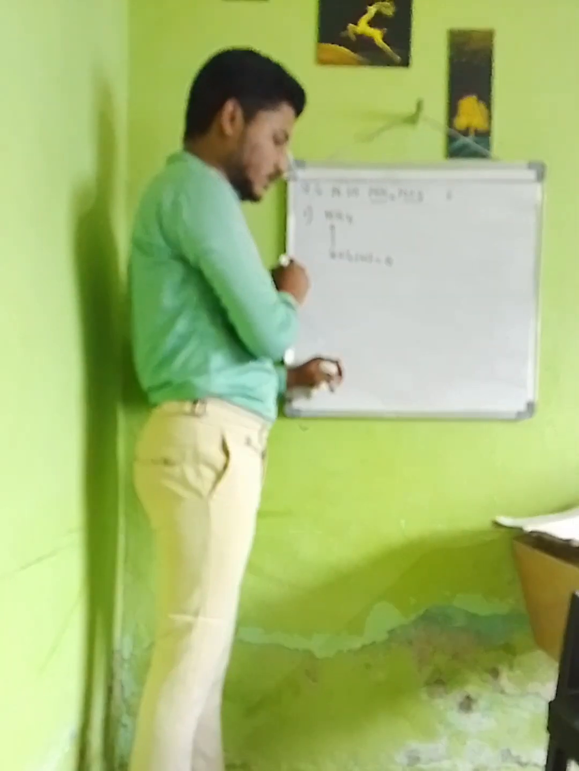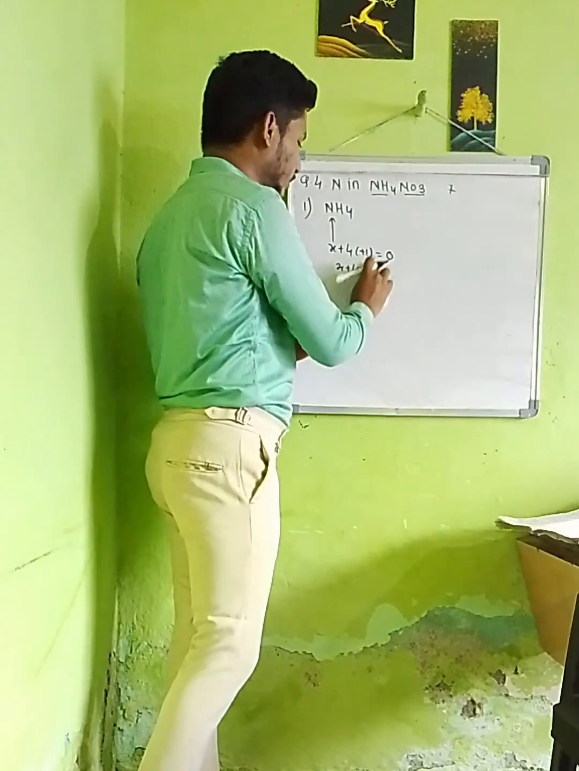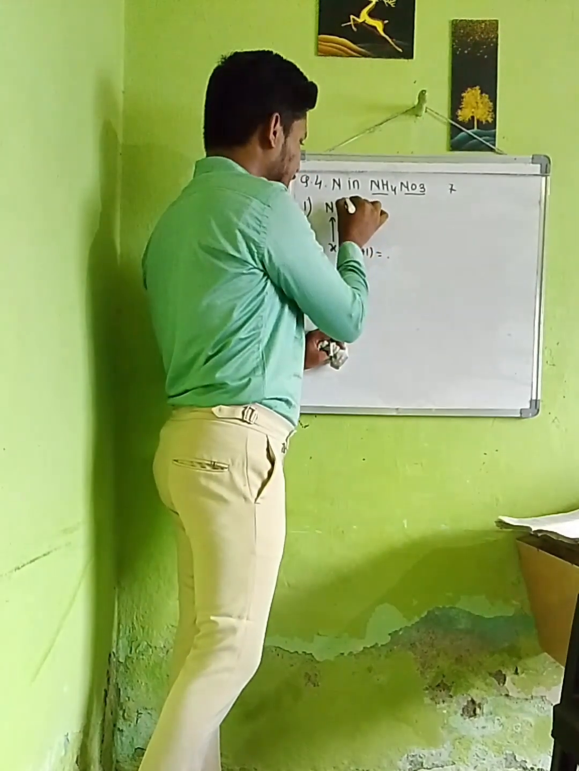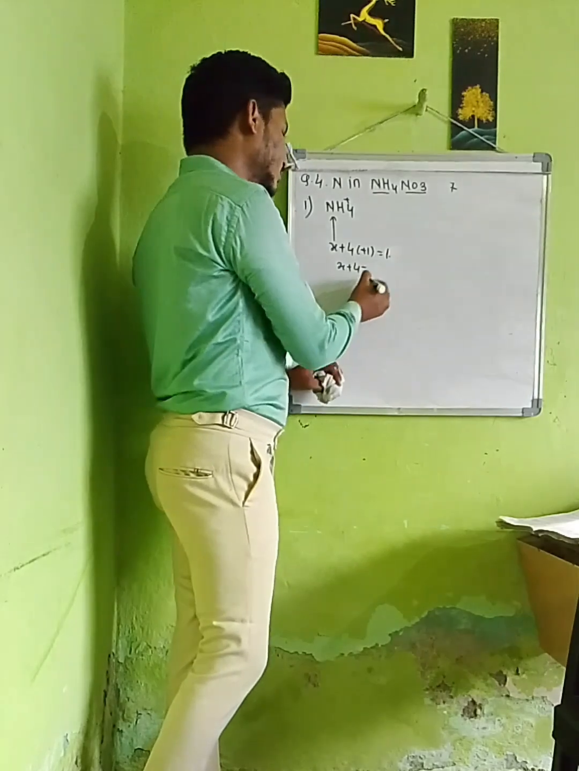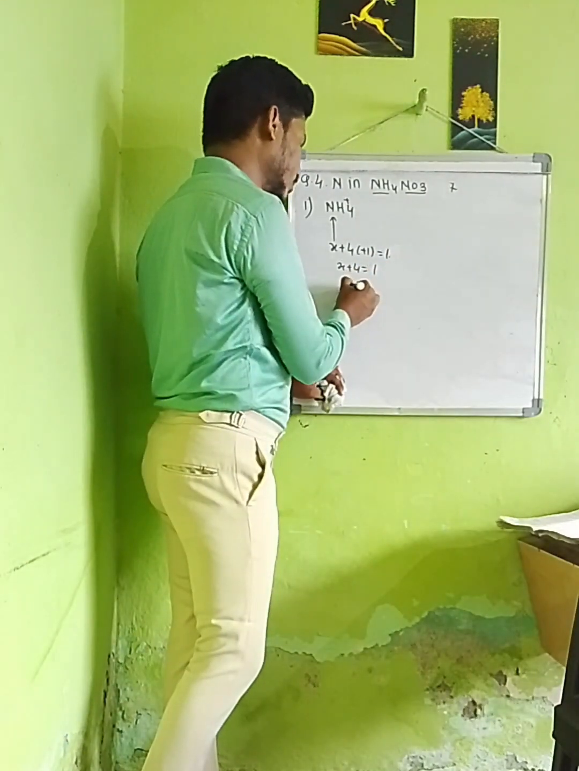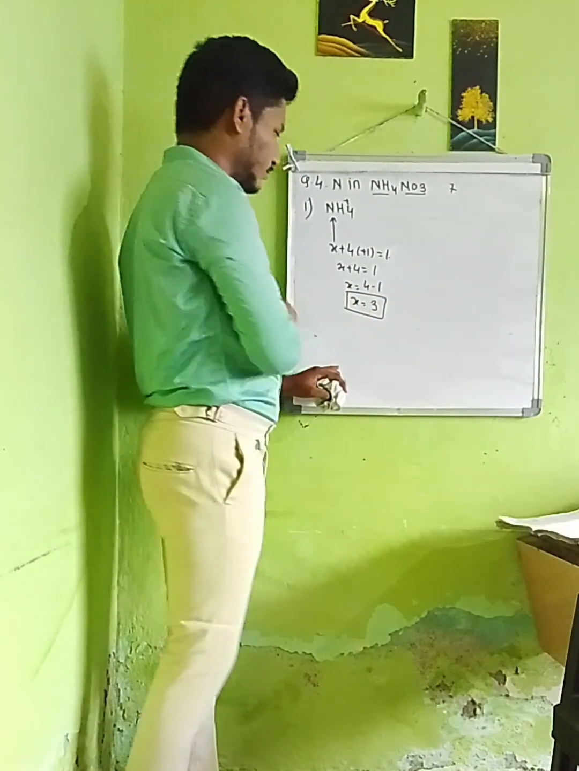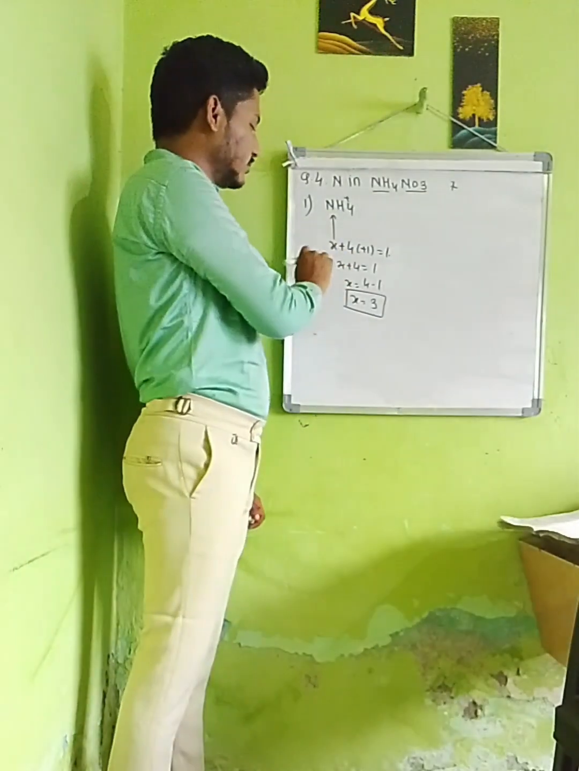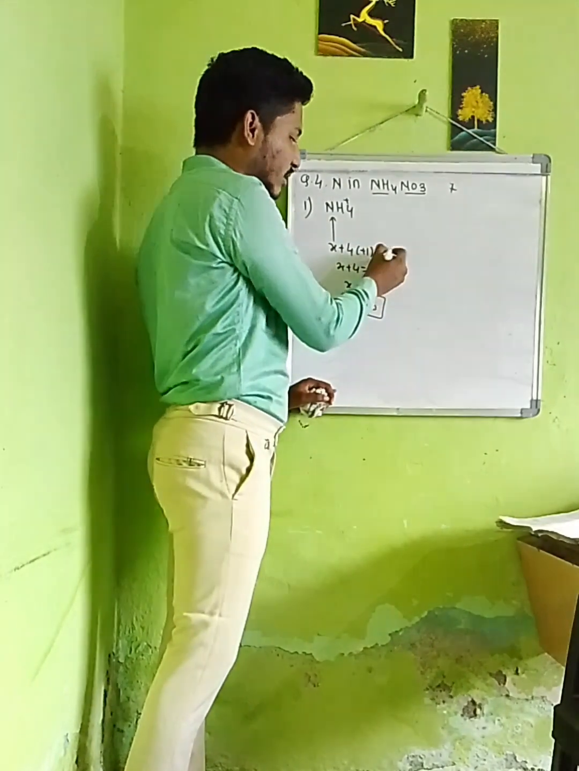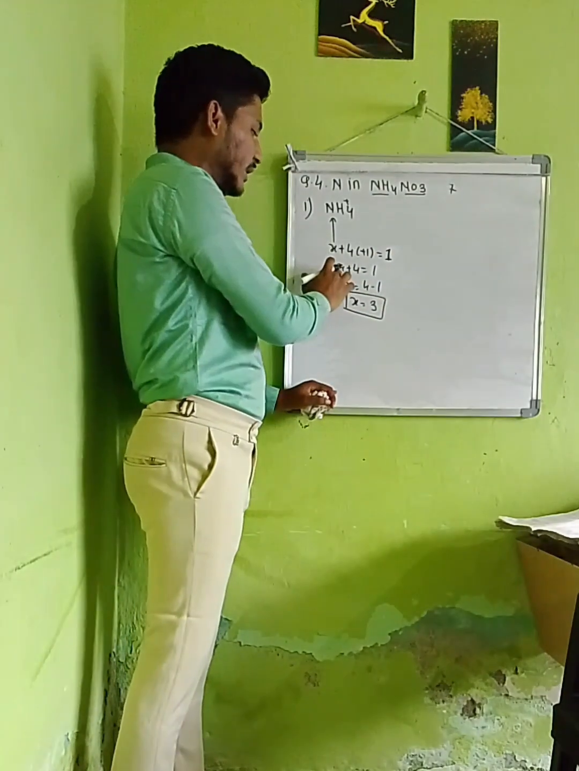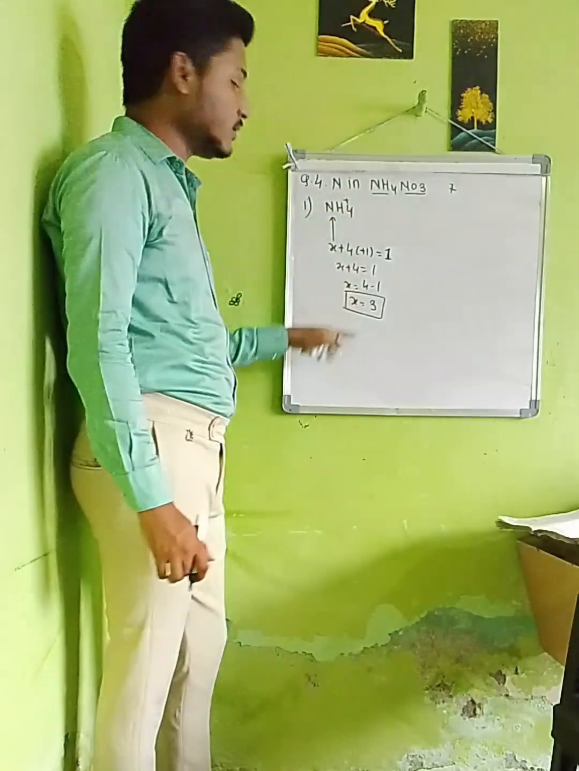Let's solve this equation. X plus 4 is equal to the charge, which is +1, since NH4 has a +1 charge. Oxidation number of nitrogen is X. That's why we consider here X. And the oxidation number of hydrogen is +1. And here is the +1 charge. That's why we wrote here 1. X plus 4 is equal to 1. X is equal to 1 minus 4, which is -3. So oxidation number of nitrogen in ammonium is -3.